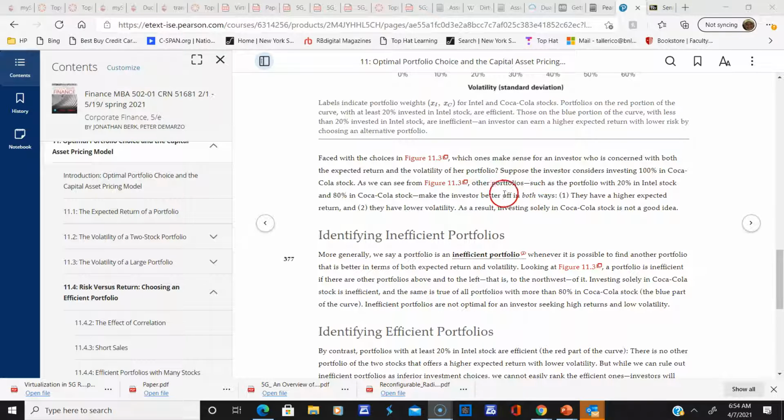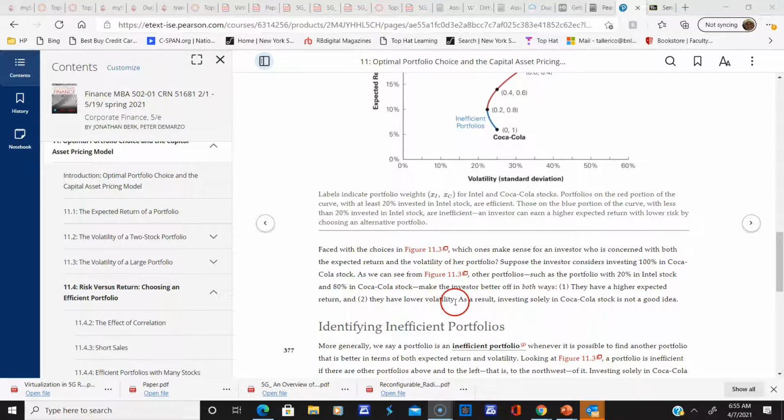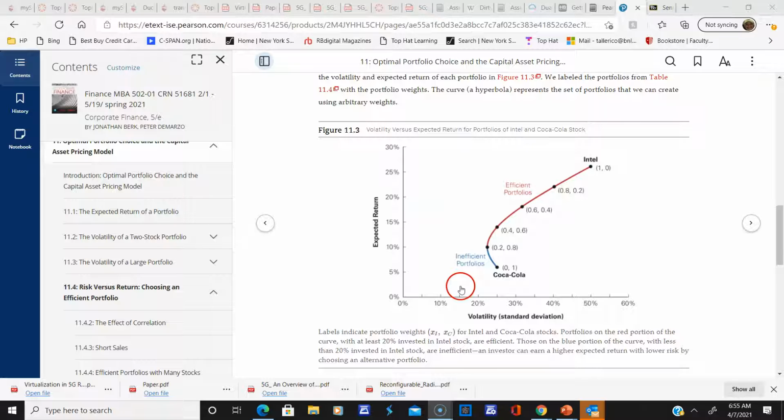So the important point here is it makes the investor better off in both ways, right? Suppose the investor considers investing 100% in Coke, as we see from equation 11.3. Other portfolios, such as the portfolio with 20% in Intel stock and 80% in Coke, make the investor better off in both ways. They have a higher expected return and they have lower volatility. So that's right here, right? As a result, investing solely in Coca-Cola is not a good idea, right?